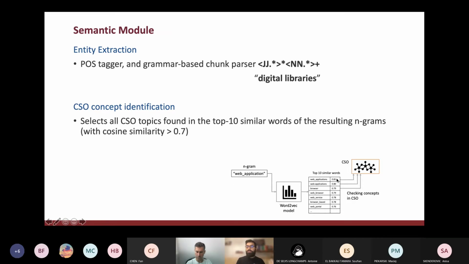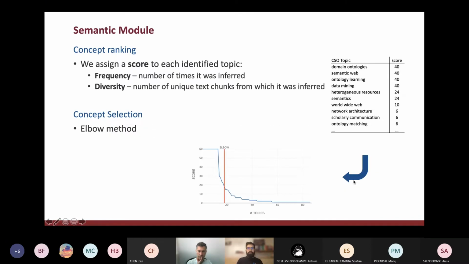So it's telling me how similar, in terms of cosine similarity, those two words are. And then, once I gather these top 10 similar words, I look into this Computer Science Ontology and check whether those are topics or not. And if they are topics, they are considered relevant topics for that document, either paper or patent.